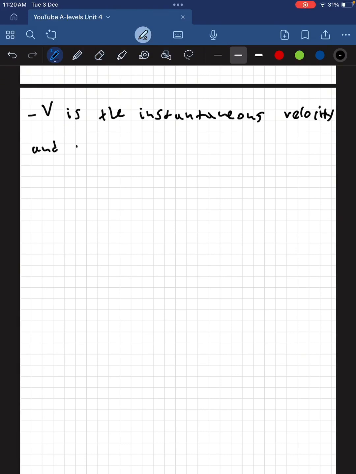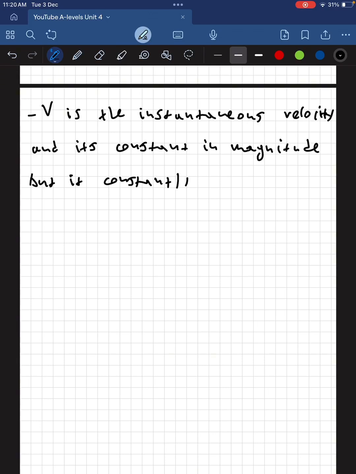And it's constant in magnitude, but it changes direction all the time. So it constantly changes direction. How do I know that? Because v is defined as the change in distance with respect to time, right?